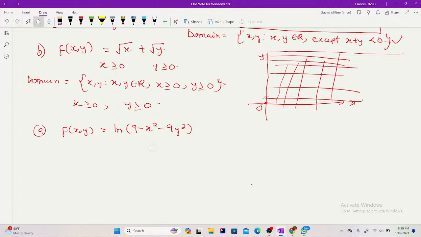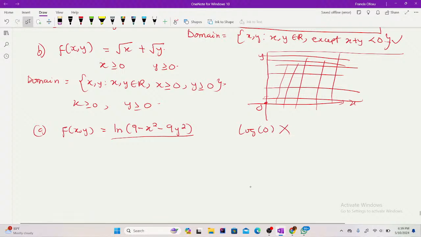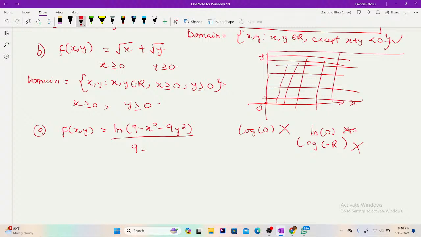To find the domain of this function, you ask yourself, what type of function do I have here? This is a logarithmic function. This is natural log of this whole thing. So you ask yourself, what are some of the things that make a natural log or a logarithmic function undefined? You know that you don't have log of 0. It's not allowed, right? Neither do you have natural log of 0. We don't have anything like that. Then we also don't take log of negative numbers, right? So we don't have any log of negative real numbers. That one is also not allowed. So once you know that these are not allowed, then we can say that 9 minus x squared minus what?